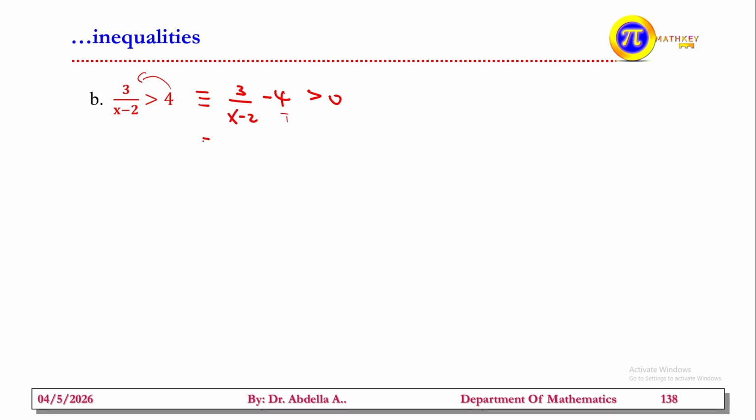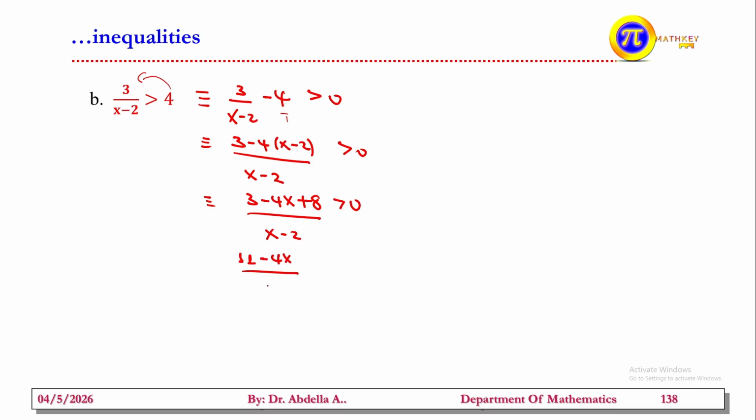So this equals 3 minus 4 times (x minus 2), divided by x minus 2, is greater than 0. This is equivalent to 3 minus 4x, that is negative 4x, and negative 4 times negative 2 becomes 8, over x minus 2 is greater than 0. Now 3 plus 8 is 11, so 11 minus 4x divided by x minus 2 is greater than 0.